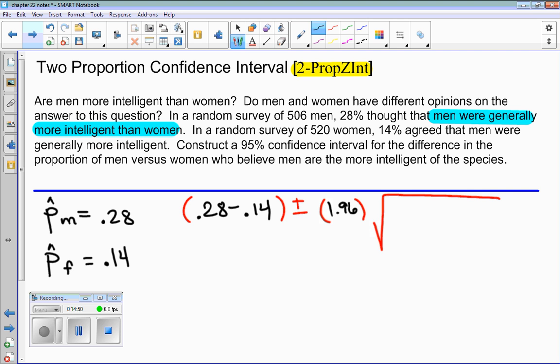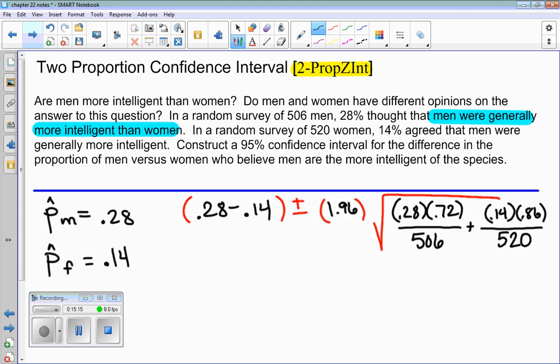Okay, and then we have our formula. So 0.28 times 0.72, and then the first population of men was 506. I agree. And then over here, we're going to have 0.14 times 86 divided by, there you go.